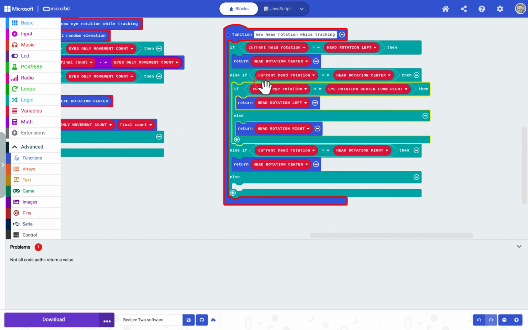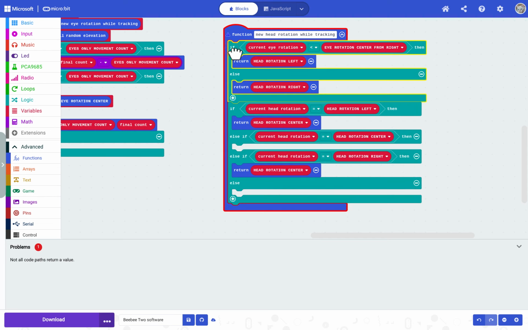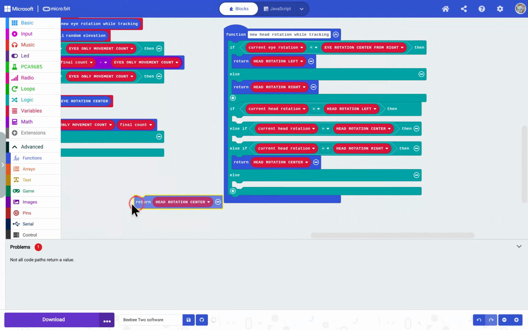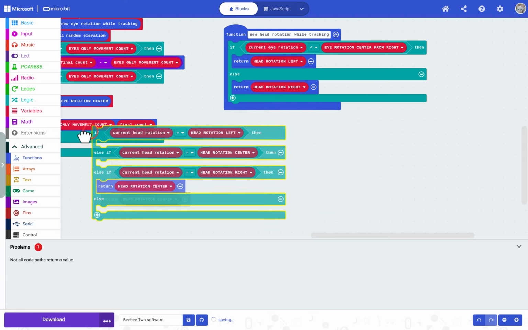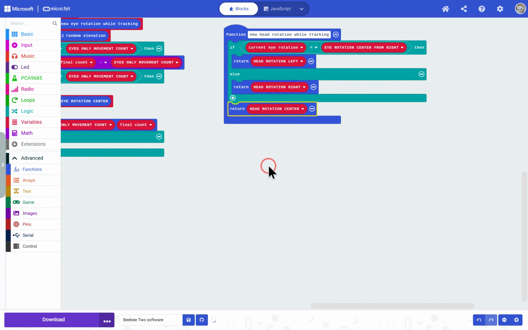So really, the only thing we have to kind of sort of worry about is if our head is already in the center, we have to make a decision about left and right. Otherwise, it's just we're turning towards the center. So let's pull this out and bring this up here. Pull this out, get rid of all this, and add this at the bottom.